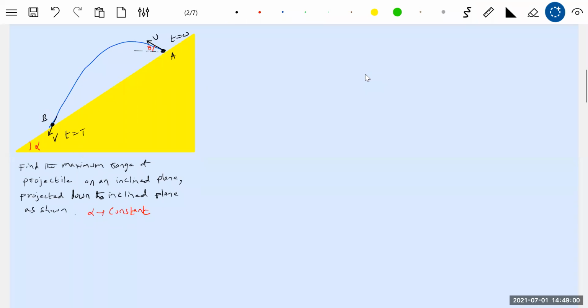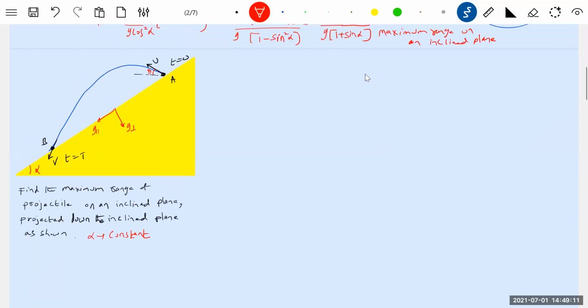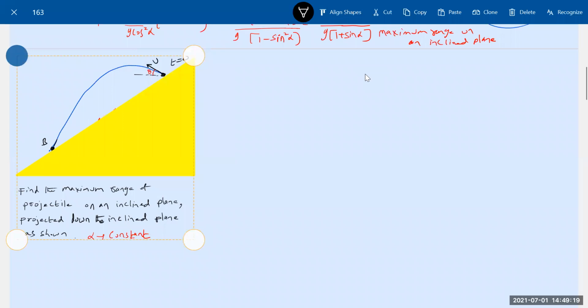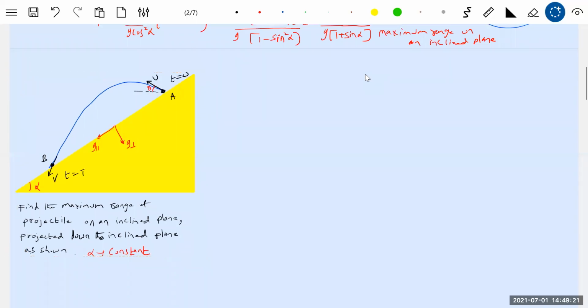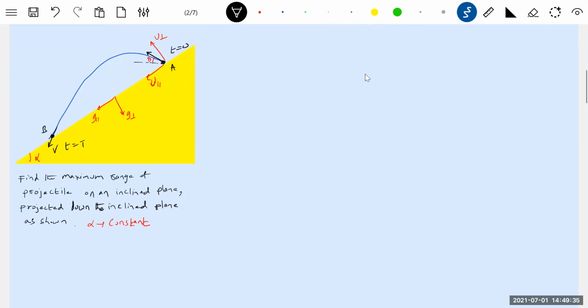What we have to do again, we have to resolve u perpendicular to incline and parallel to incline. So first we'll resolve g parallel, g perpendicular. Then similarly the velocity vector. So I have to resolve even the velocity vector. The velocity vector will be u perpendicular, u parallel. So what are u parallel, u perpendicular?